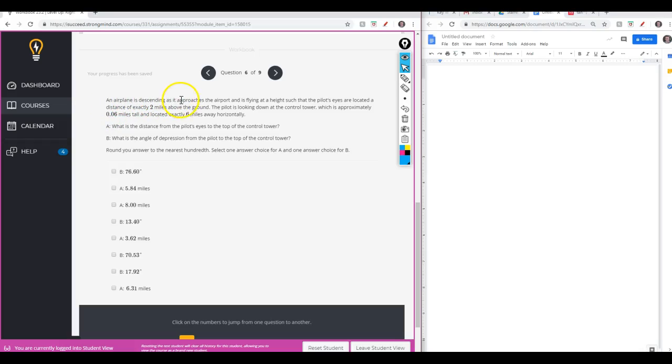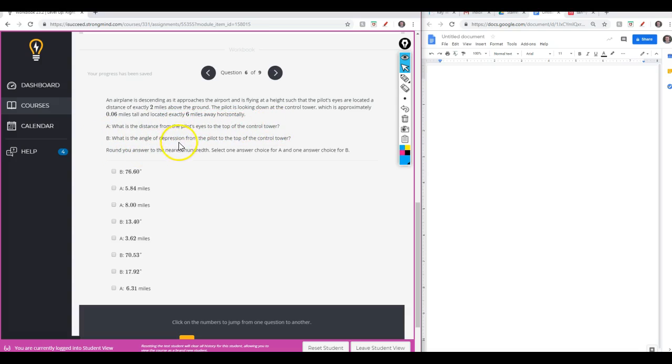Alright, an airplane is descending as it approaches the airport and is flying at a height such that the pilot's eyes are located a distance of exactly 2 miles above the ground. The pilot is looking down at the control tower, which is approximately 0.06 miles tall and located exactly 6 miles away horizontally. A. What is the distance from the pilot's eyes to the top of the control tower?